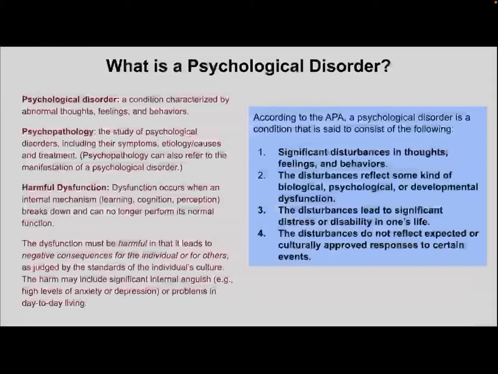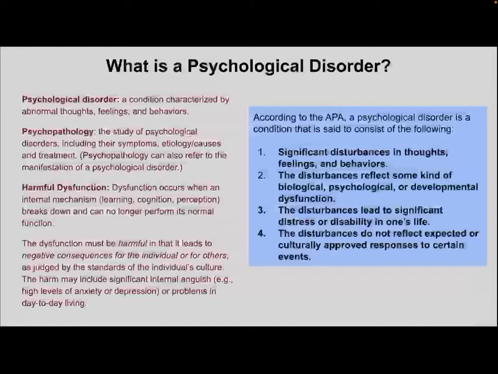We'll start by quickly defining what a psychological disorder is. A psychological disorder is a condition characterized by abnormal thoughts, feelings, and behaviors. Psychopathology is the study of psychological disorders. And harmful dysfunction means that when the dysfunction occurs, something goes wrong either with learning or cognition or perception, it harms the person's life. It breaks down the person's success or happiness or something that will go wrong in their life. It's a harmful dysfunction, not just a dysfunction.